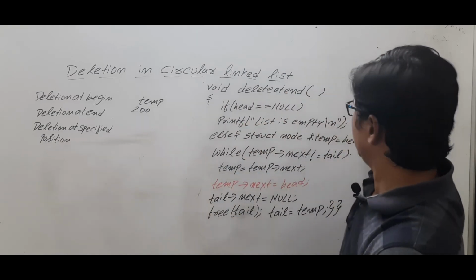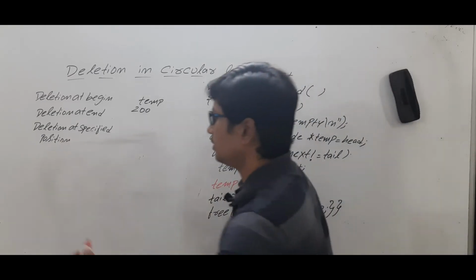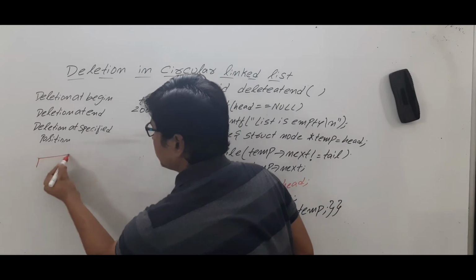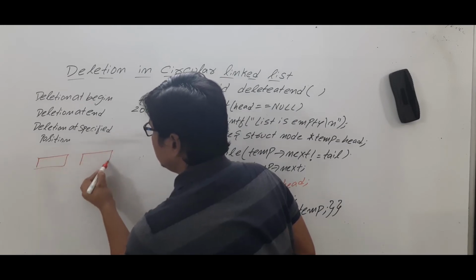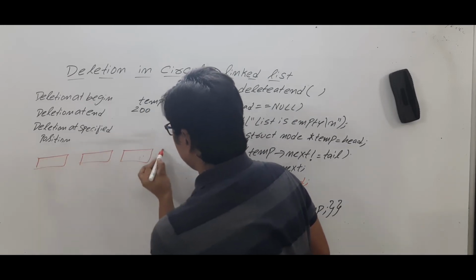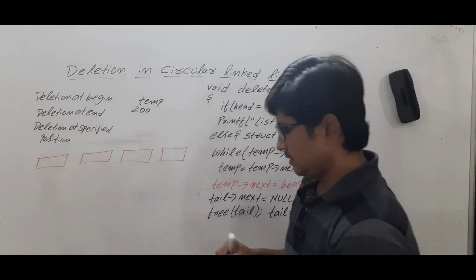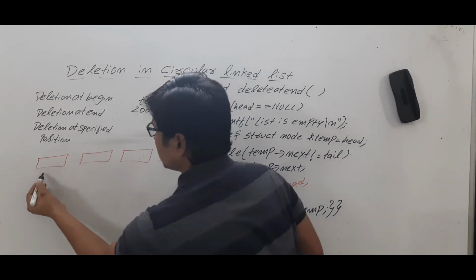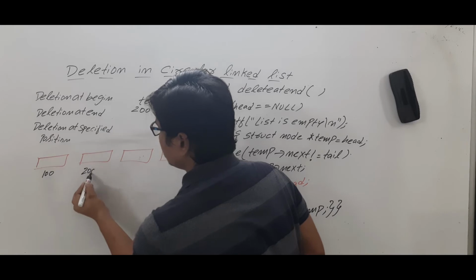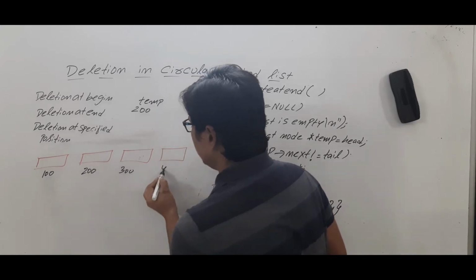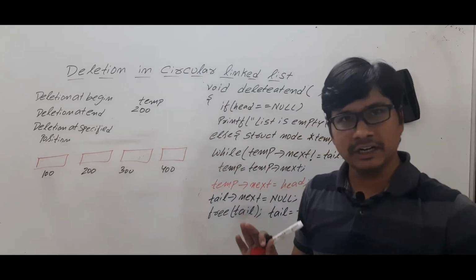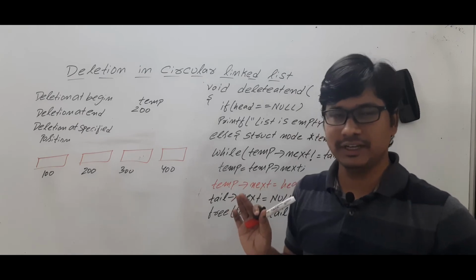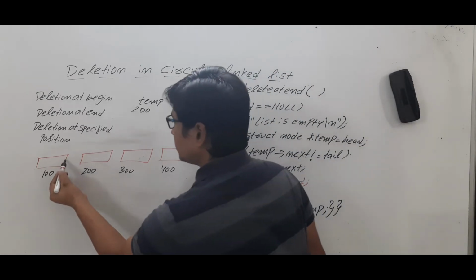Again, let me write the diagram or the representation of a circular linked list. Okay, 4 nodes are there, 100, 200, 300, 400. Don't assume that in a circular linked list only 4 nodes will be there. Okay, just for your understanding, I am drawing this diagram.